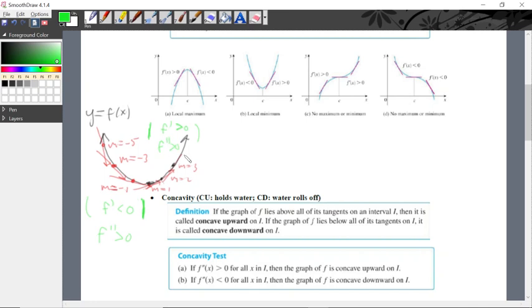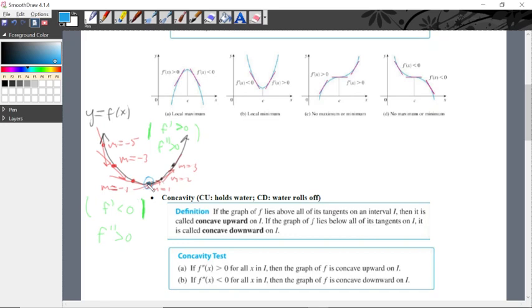So we can see how the first derivative and the second derivative combined can give us information about the shape of the curve. This region right here is what it looks like if both the first and second derivative are positive. But this piece right here is what it would look like if the first derivative is negative while the second derivative is positive.